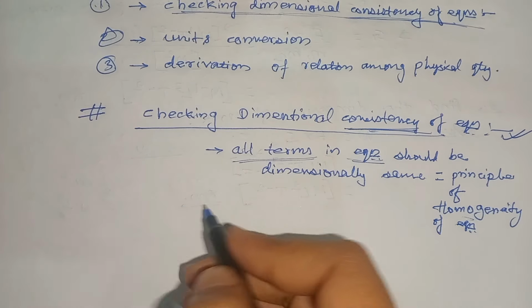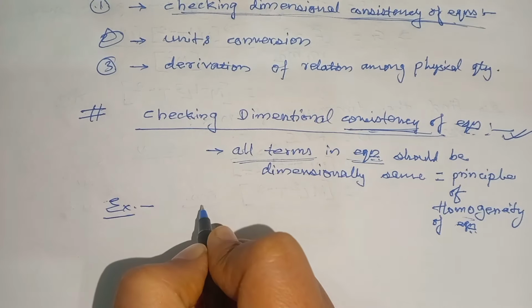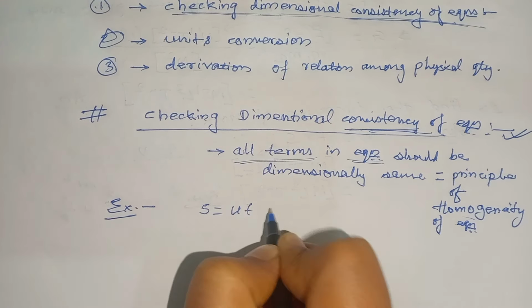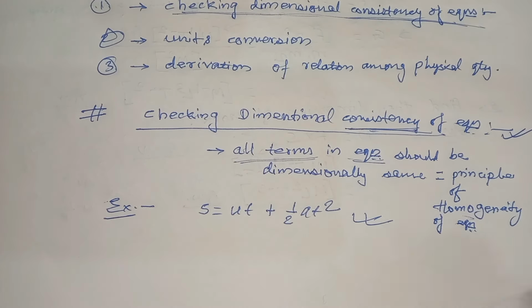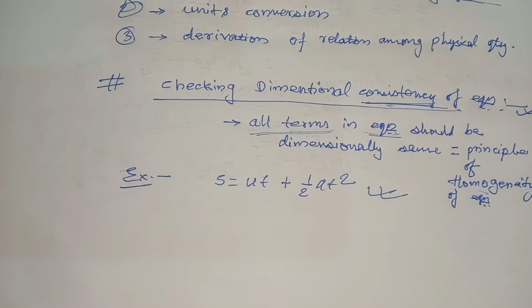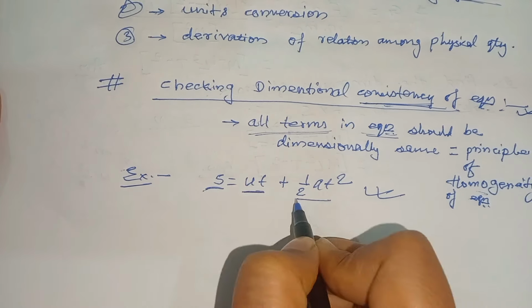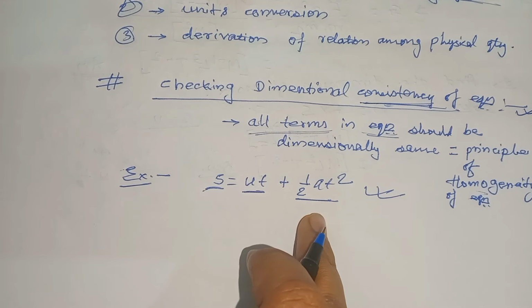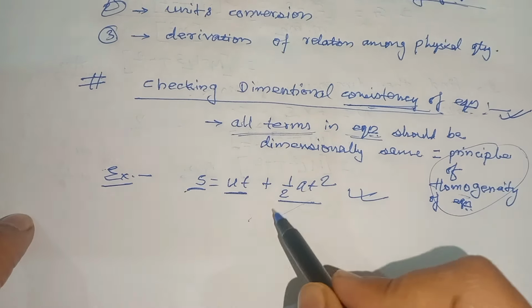Let us see it with an example. Suppose there is an equation, say s equals ut plus half at square. We know this is an important equation. We have to check whether this is dimensionally correct or not. How many terms are in this? One term, second term, and this is the third term. If all three terms have the same dimension, then it will be dimensionally the same. It means according to the principle of homogeneity, this is dimensionally correct.